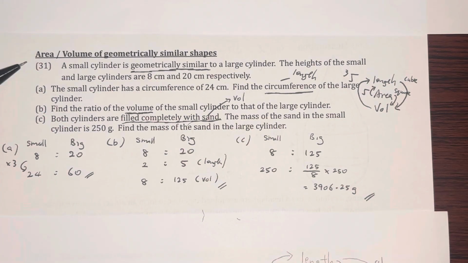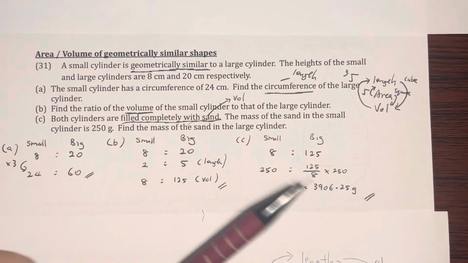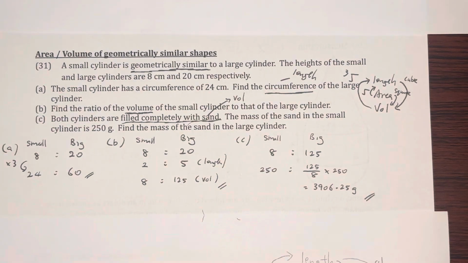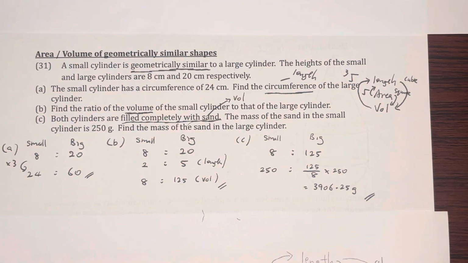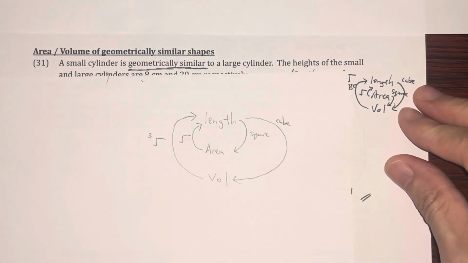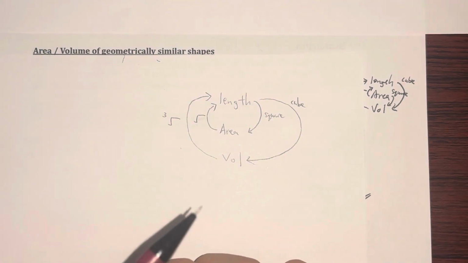So today we're going to do area and volume of geometrically similar shapes. The keyword is geometrically similar shapes. This only works for shapes that are similar. But before we start, we need to go through this so-called simple diagram to illustrate the whole concept in one good diagram.